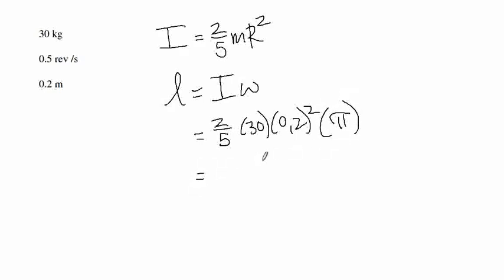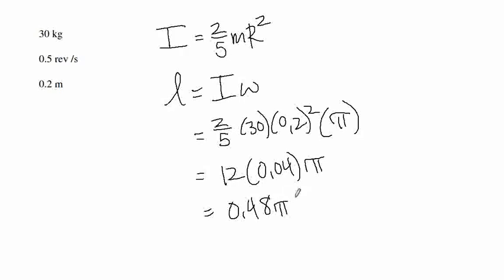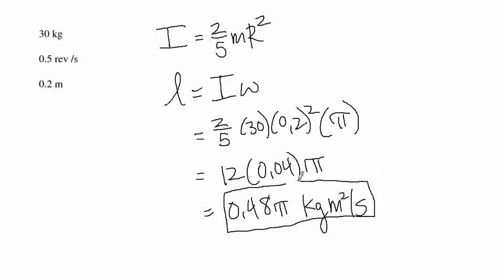Let's see if we could simplify this. So 2 times 30 divided by 5, that's 60 divided by 5, that's 12. 0.2 squared, that's 0.04. 4% of 12 is something with a 4 and an 8. 10% is 1.2, so 0.48 is that part multiplied by pi. So 0.48 pi kilogram meter squared per second, and you can get a decimal for that with your calculator if you wish.